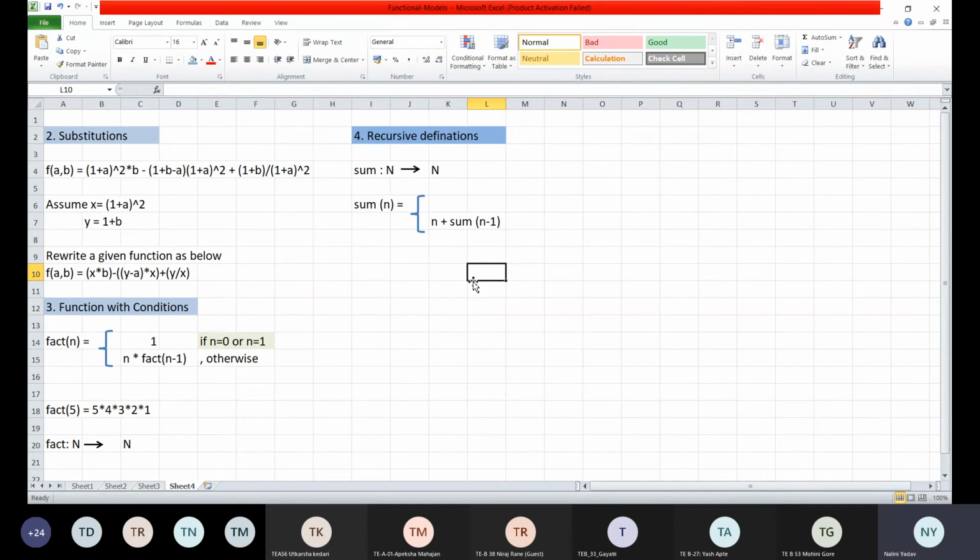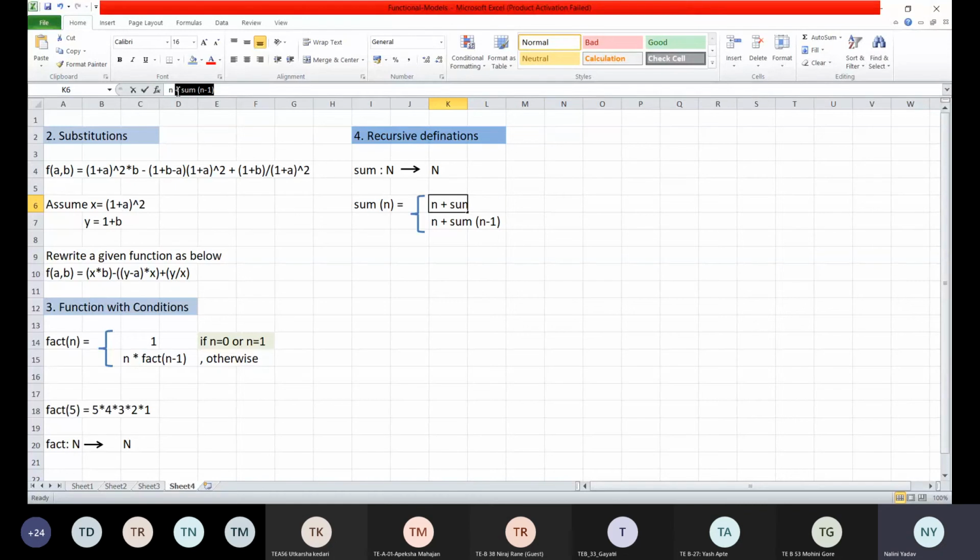So I will be writing sum of 5, then 5 plus sum of 4, then 5 plus 4 plus sum of 3, then 5 plus 4 plus 3 plus sum of 2, then 5 plus 4 plus 3 plus 2 plus sum of 1. Right? Then I have to add the sum of 1 also, so 5 plus 4 plus 3 plus 2 plus 1, right? And then sum of 0. And sum of 0 is going to return what? Sum of 0 will be n. Correct?